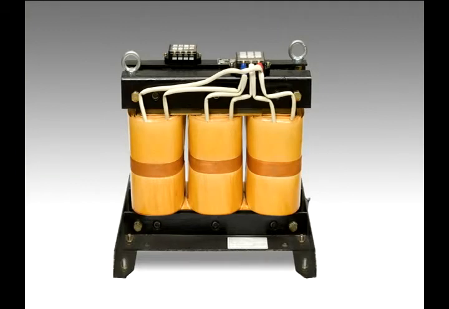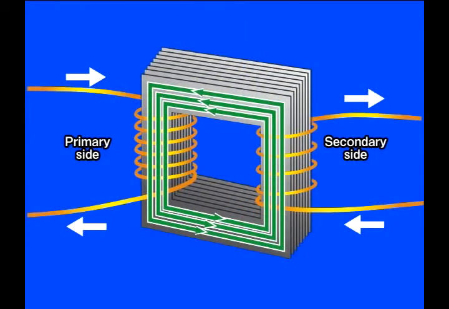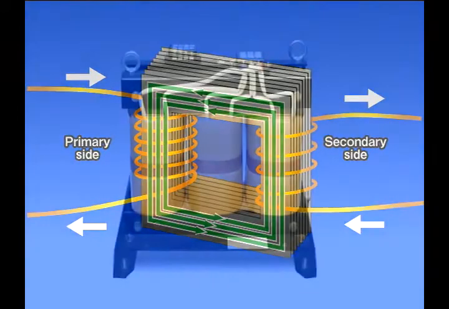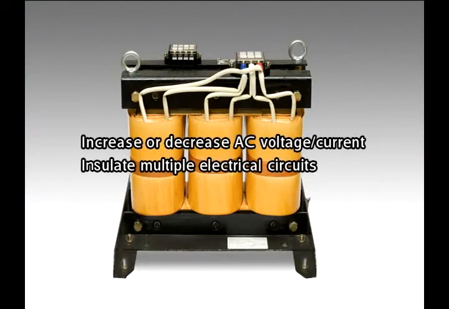The transformer has a structure featuring two or more coils sharing one core. Magnetic energy generated in one coil is transmitted to the other coil through the core. The main functions of the transformer are to increase or decrease AC voltage and AC current, and to insulate multiple electrical circuits.